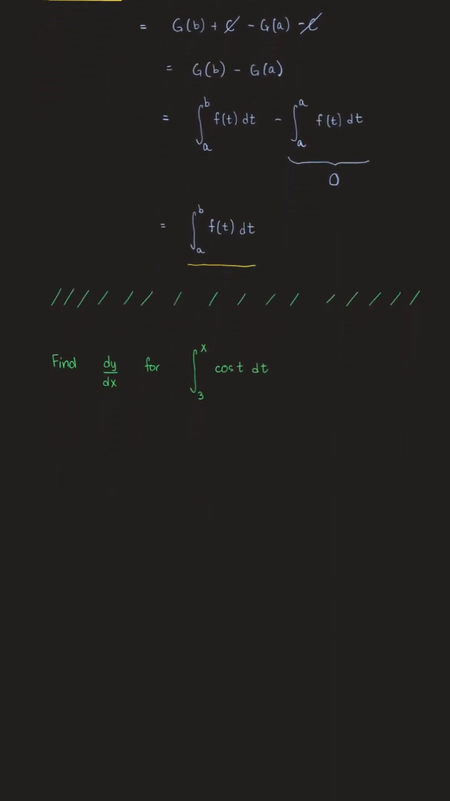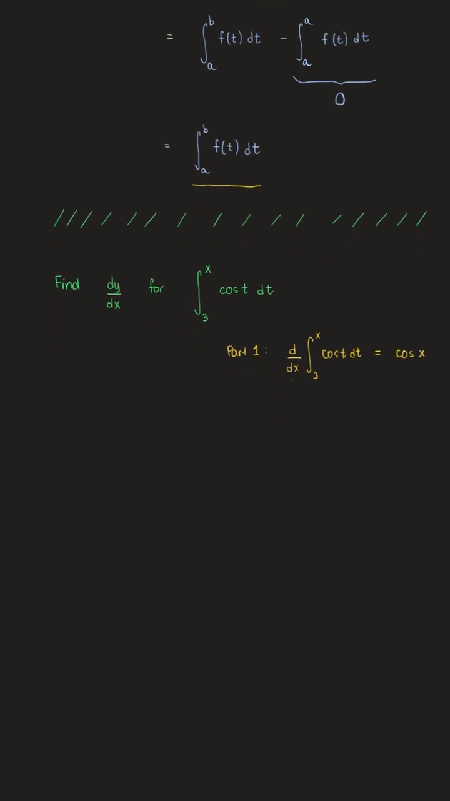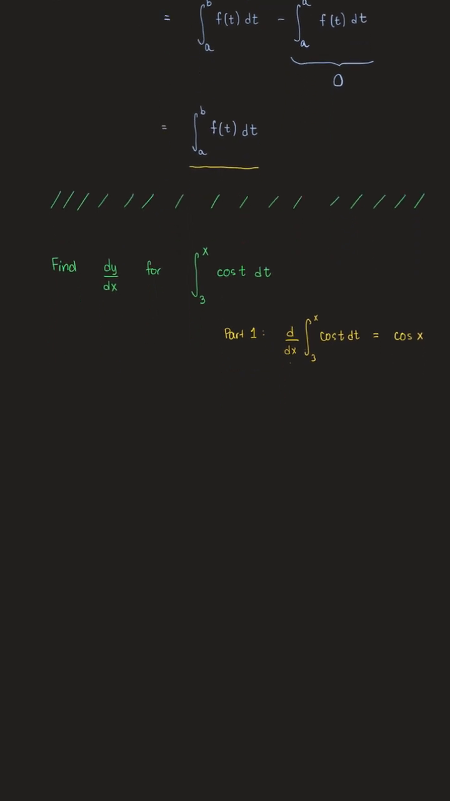Part 1 of the fundamental theorem of calculus tells us that this derivative with respect to x, which is the upper limit of integration, should give us cosine of x. In other words, the derivative and the integral are undoing each other, and we get cosine x. Well, now that we've proven part 2, we can use it.